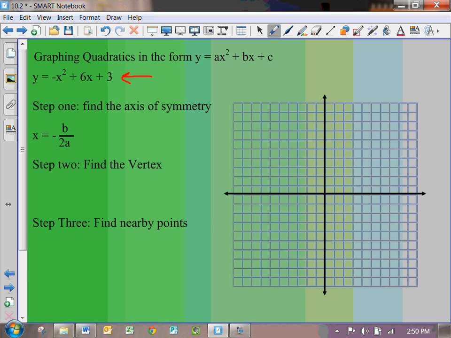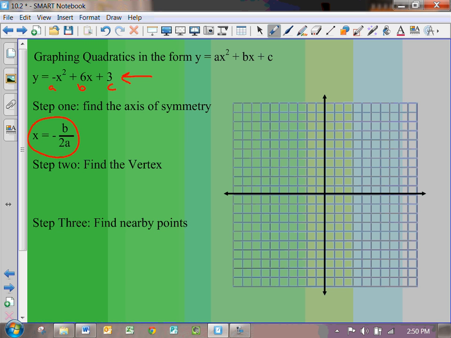The first step, finding the axis of symmetry. So we talked about that today in class. It's like halfway between the roots, so it's kind of where this 2a thing comes from. And to find that axis of symmetry, we use the equation x equals negative b over 2a. Remember, we've got an a value, a b value, and a c value, and that's what we're using.